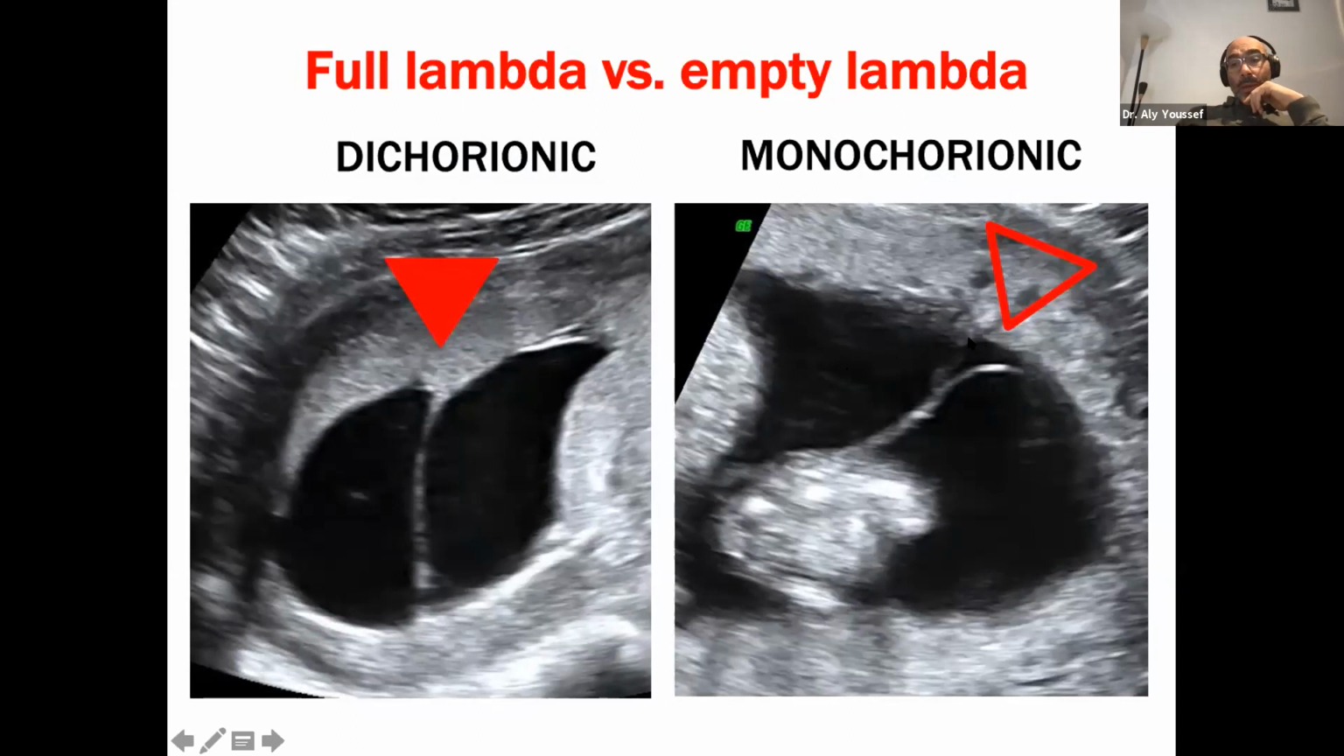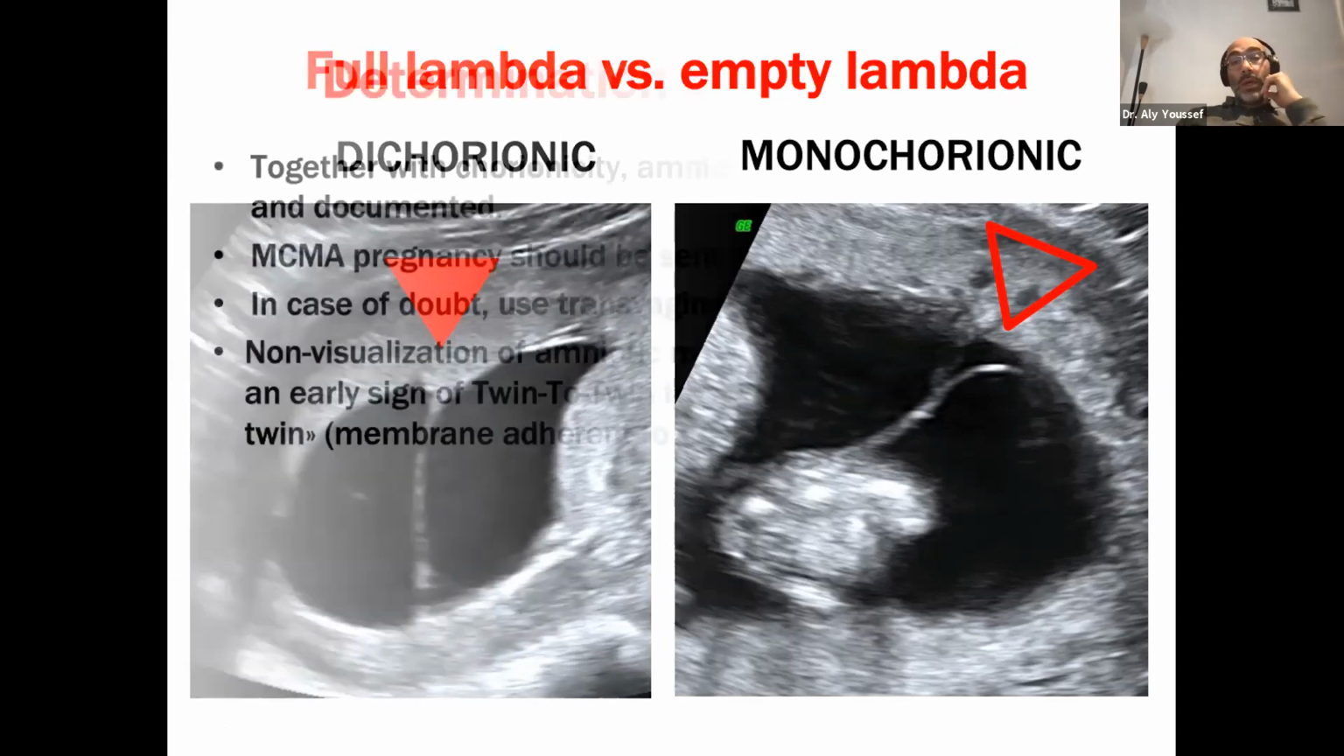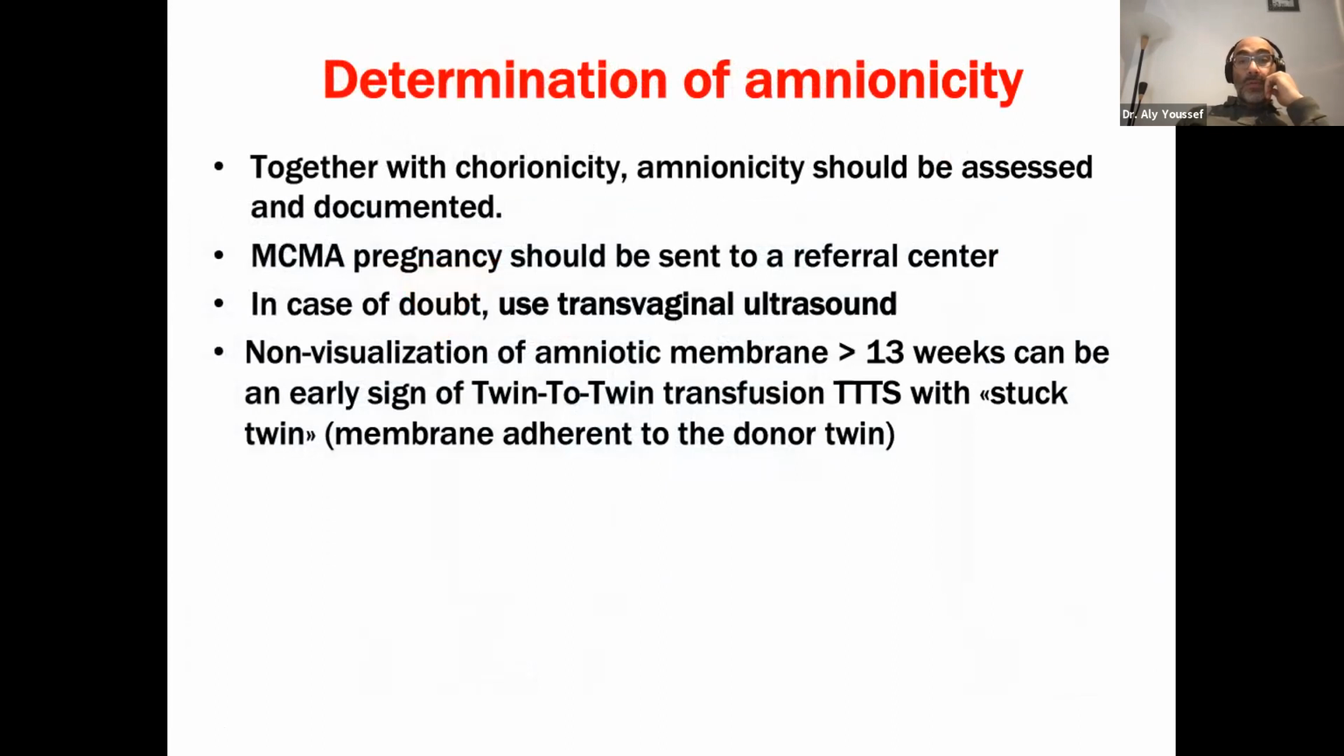Beware that sometimes you have a letter which appears like Y, but it has a black content inside it. So this is not the lambda sign. This is called the empty lambda sign, or this is also a T sign. So this is a case of monochorionic, not dichorionic. Whereas in a case of a lambda sign, the triangular part of the lambda sign is filled with placental tissue. So on the left-hand side, we have a dichorionic, on the right-hand side, we have a monochorionic pregnancy. This is an extremely important piece of information.